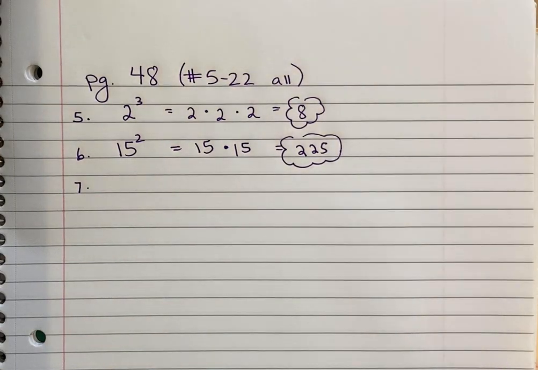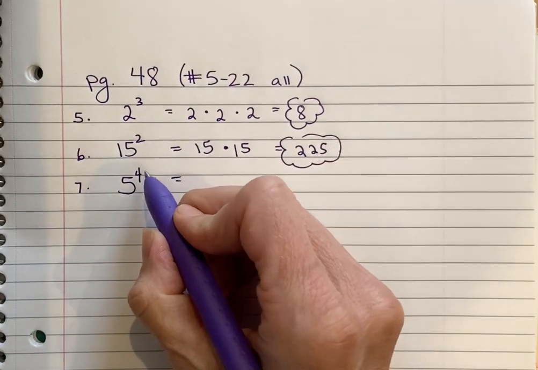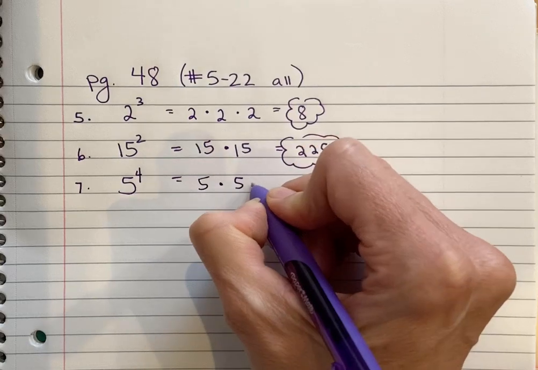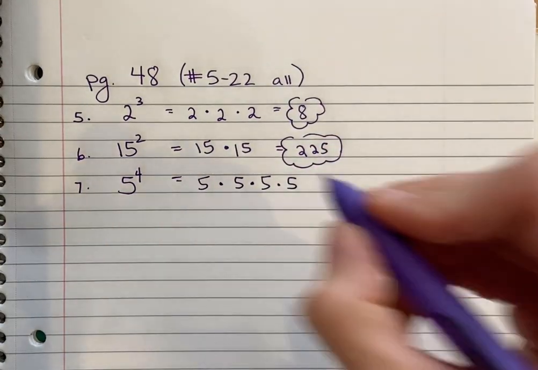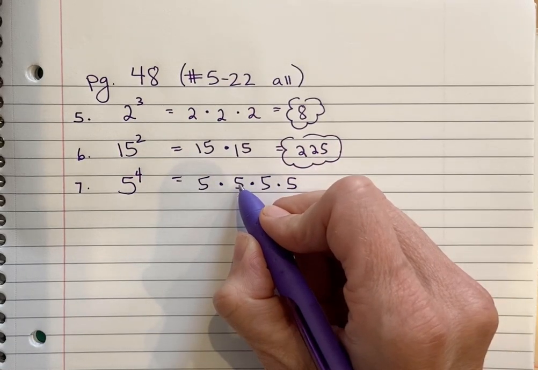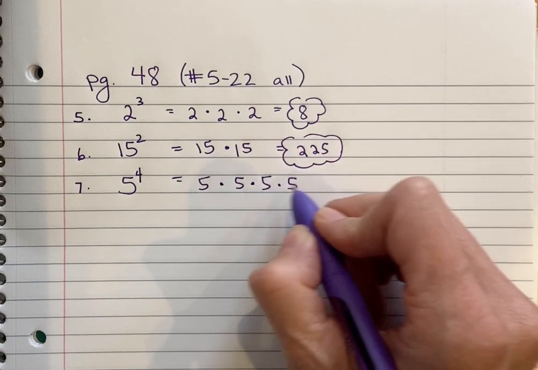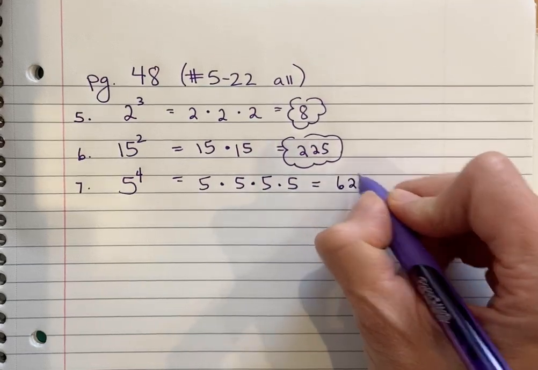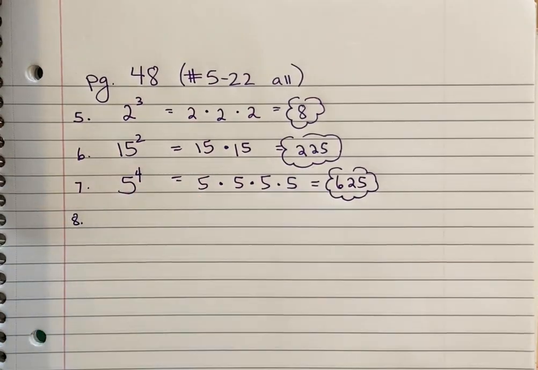Number 7, 5 to the fourth. So that exponent tells us how many times to use the base. 1, 2, 3, 4. And we work it out. 5 times 5 is 25. 25 times 5 is 125, and 125 times 5 is 625. Number 8.